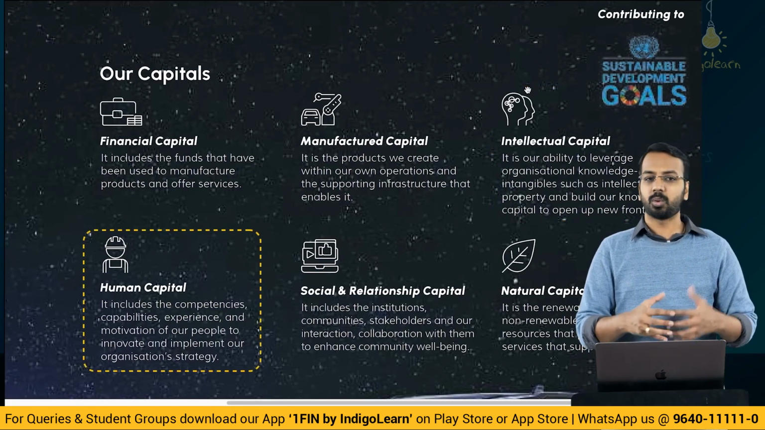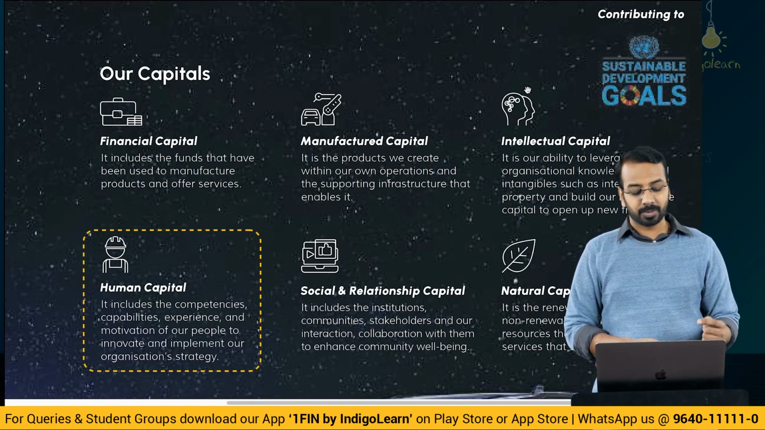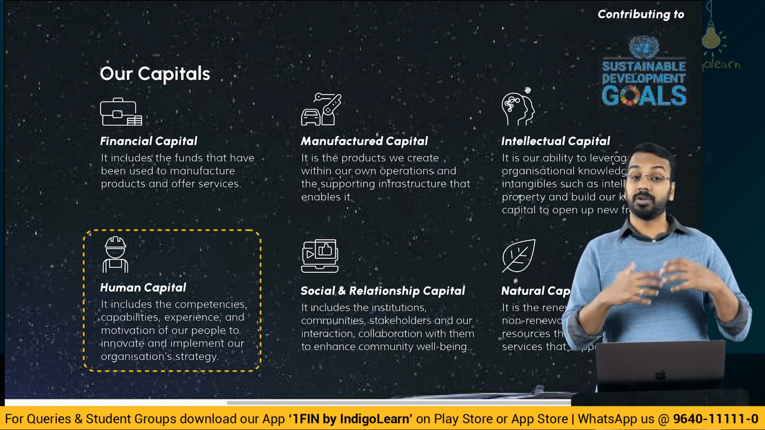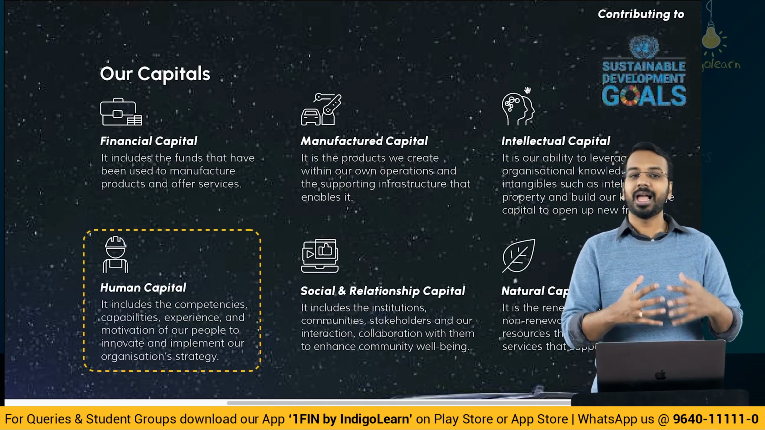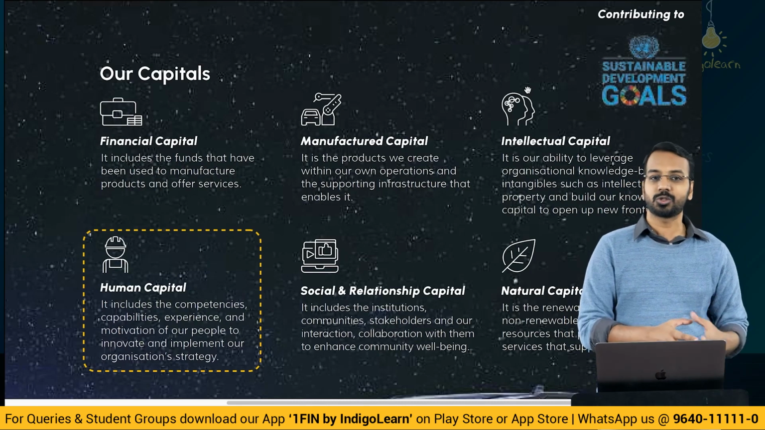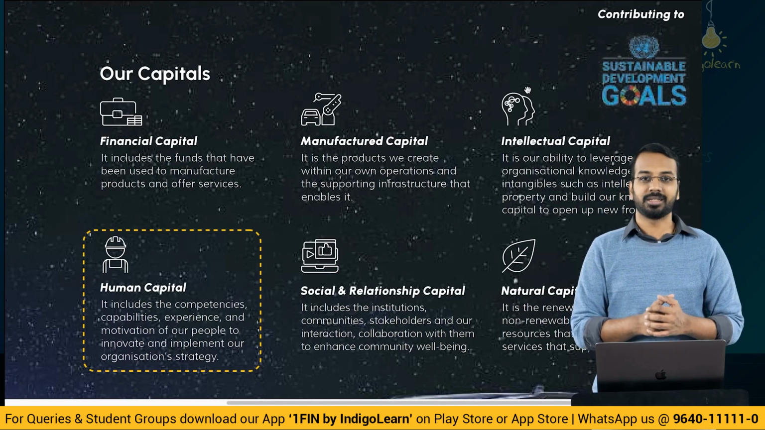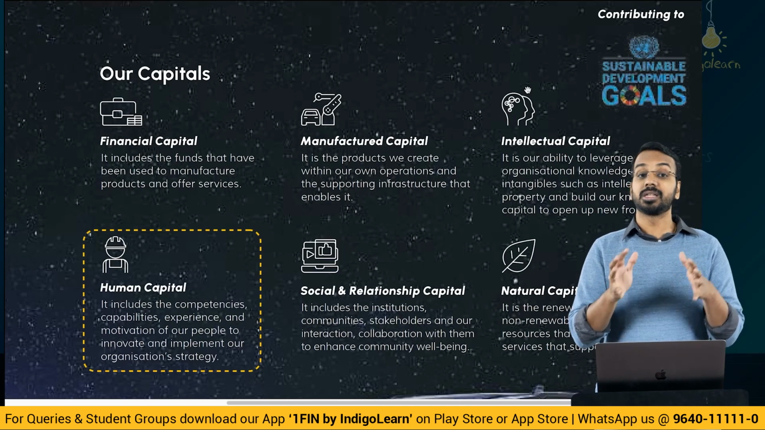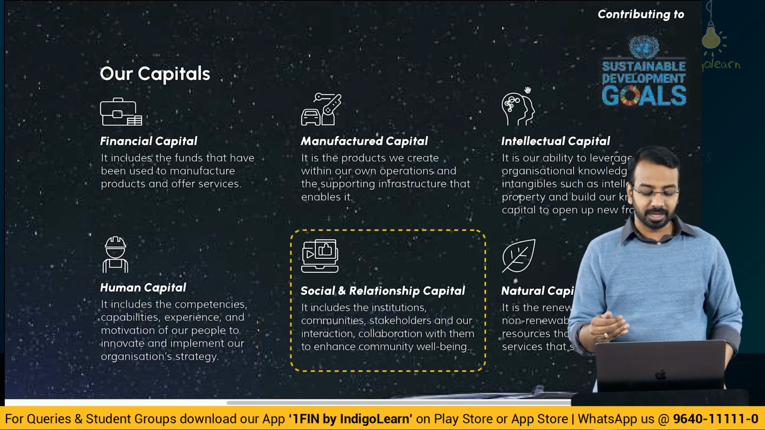Then human capital. Now what is human capital? This talks about human resource. It includes the competencies, capabilities, experience and motivation of our people to innovate and implement our organization's strategy. Now, we have learned as a part of strategic management also that there is a strategy for an organization and you need human resources, you need employees to implement them. And this forms a very important pillar of any organization. Without employees, how much ever artificial intelligence you talk about, the organizations will not be able to run, right?